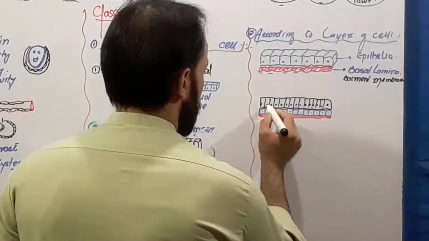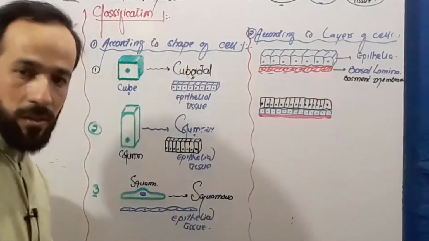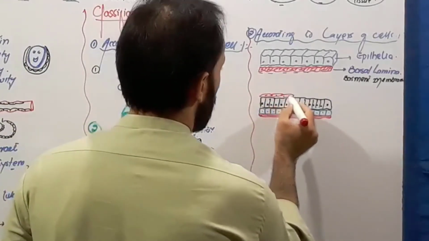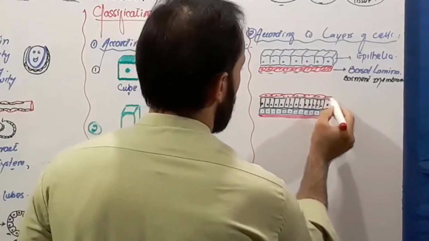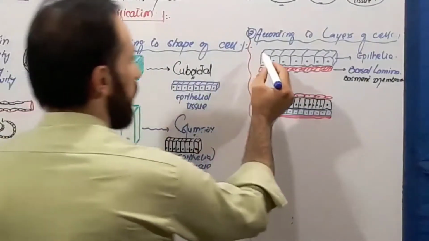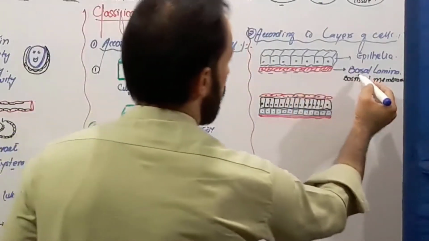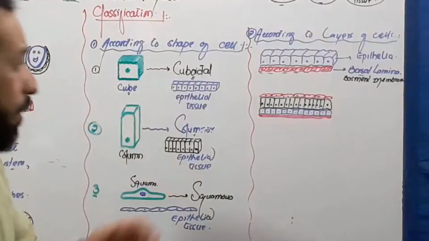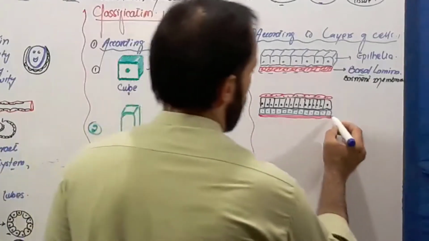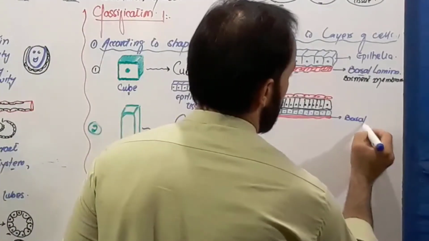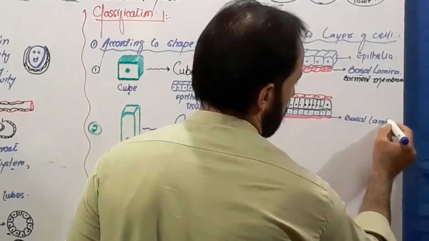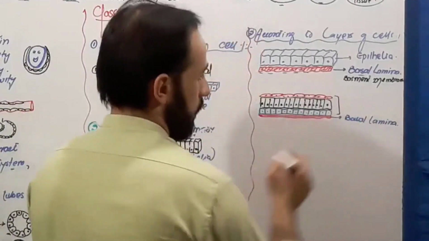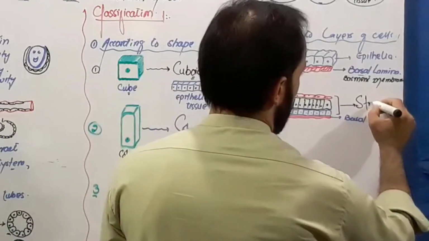So we say, my friends, that here is only one layer of cells, and here you can see that there are many layers of cells. There are 3 layers of the cells present above the basement membrane, right? So if only one layer of the cells is present above the basal lamina, we call it simple epithelial tissue. Or if there are many layers of the cells above the basal lamina, we call it stratified, because there are stratifications. So such tissue is called stratified.